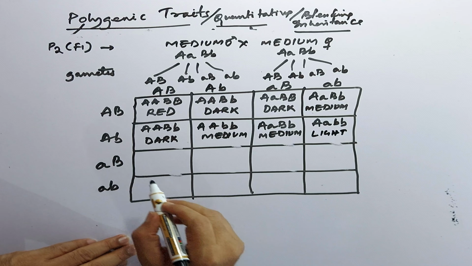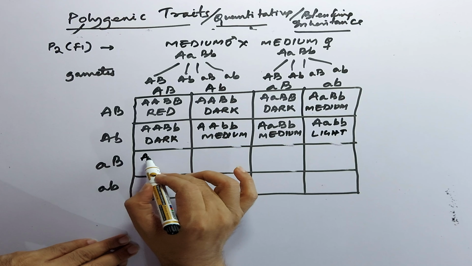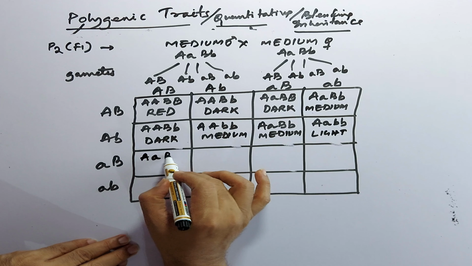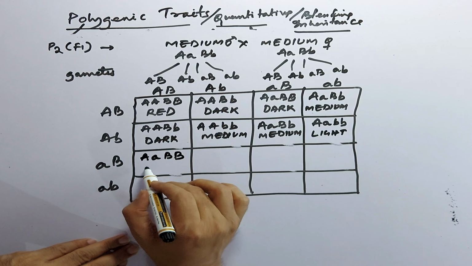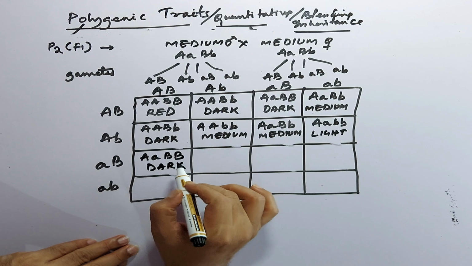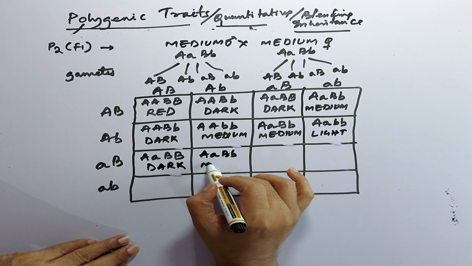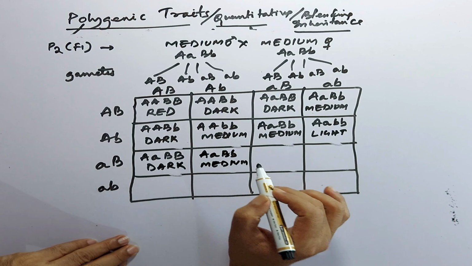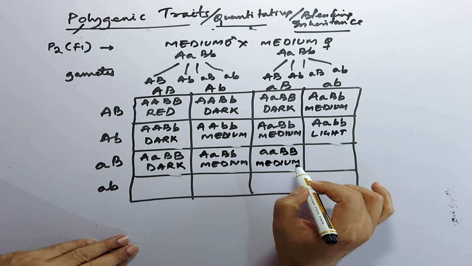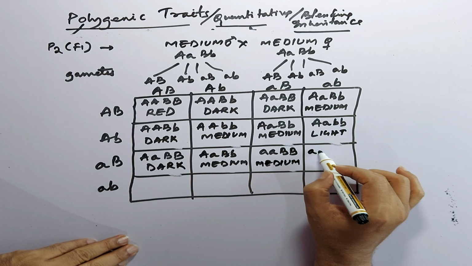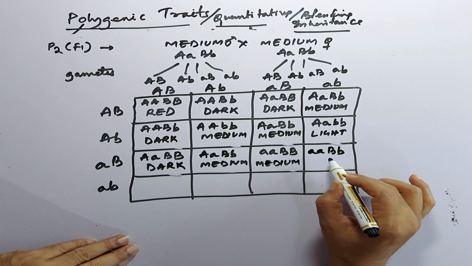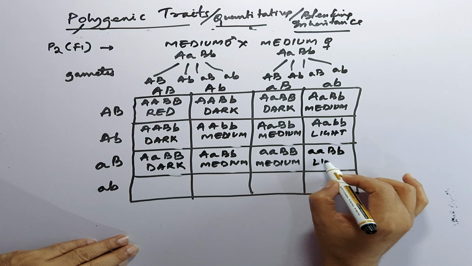That is your light. And here you will find capital A, small a, capital B, 75%. This is dark. Here we will find capital A, capital B, small b. This is medium. Here this is small a, capital B, so this is 50%. So this is medium. This is small a, capital B, small b, 25%. This is light.